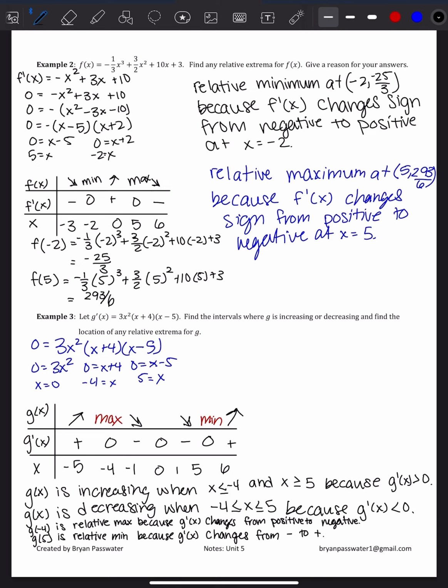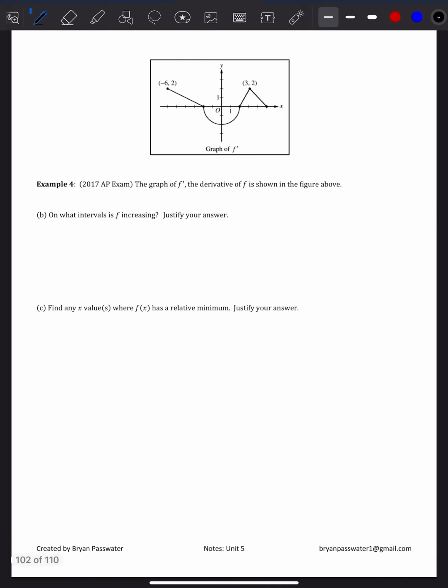So we just need to be careful about our reasonings, but we have a lot of the similar things that we were doing for increasing and decreasing, and now we're just adding one piece in there. Okay, we have a 2017 AP example.